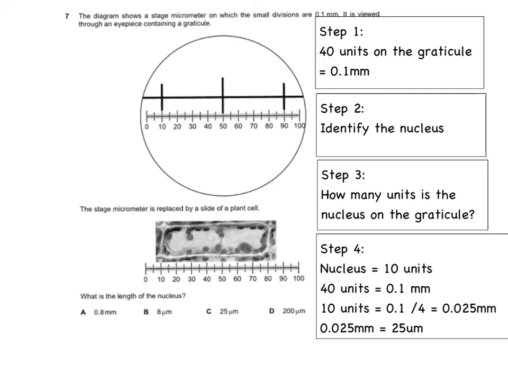So 40 units is 0.1 millimeters. So 10 units is going to be 0.1 divided by 4 because 10 is 40 divided by 4. Which equals 0.025 millimeters. Now that isn't one of your possible answers, but 25 micrometers is, and 0.025 millimeters is 25 micrometers.